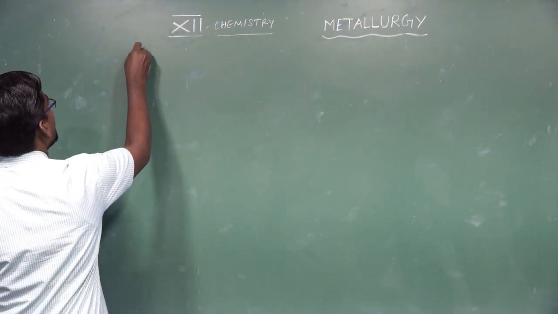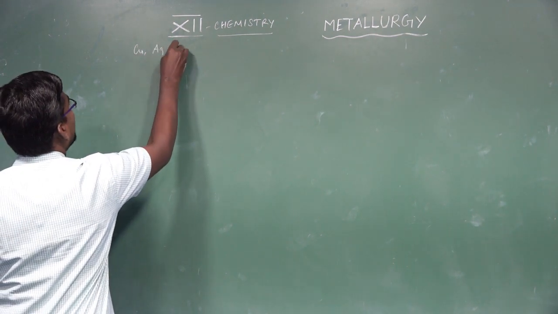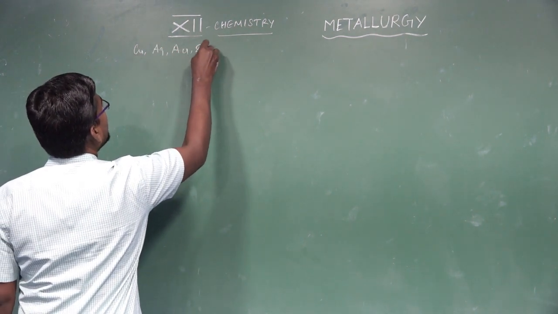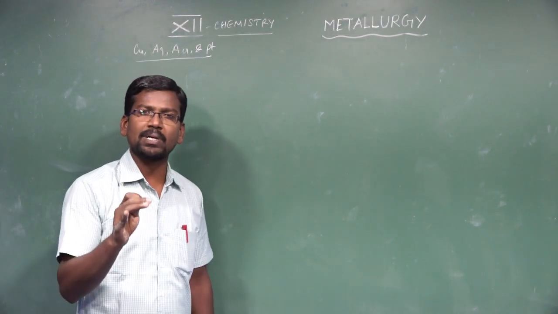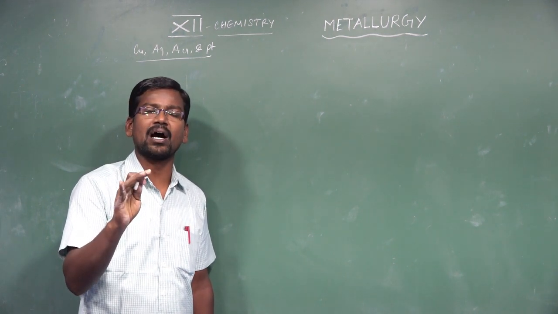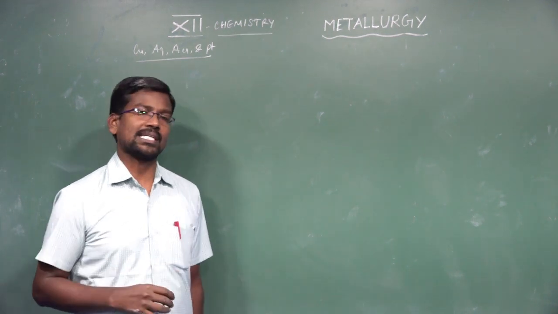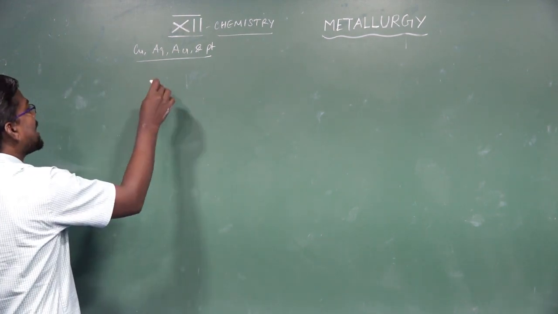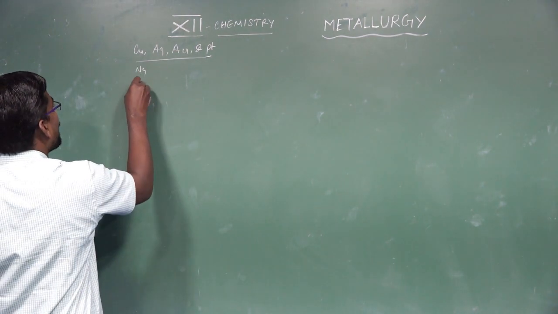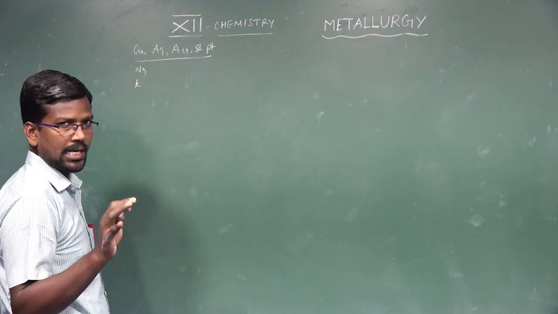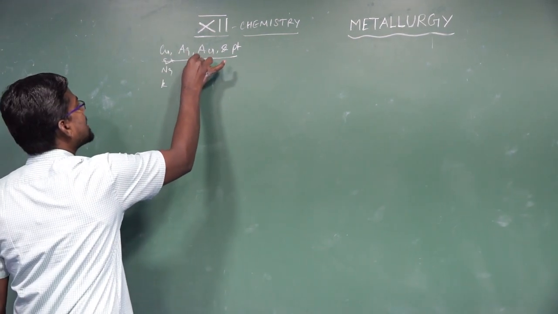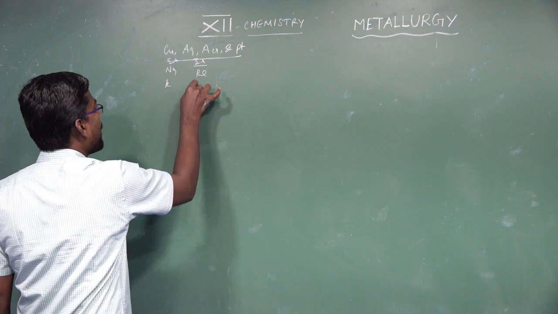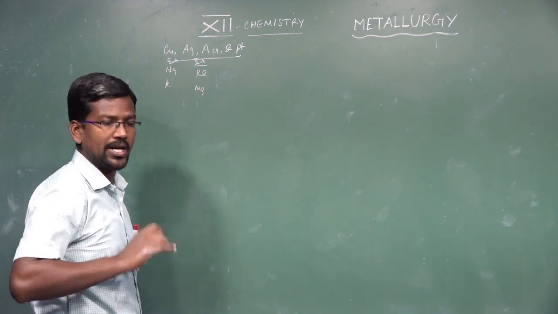For example, copper, silver, gold and platinum are very low reactive metals. Those metals only exist in a free state or native state. Other metals, for example the alkali metals, sodium, potassium, rubidium, cesium, francium, which are first A group elements, and the alkaline earth metals, second A group elements, beryllium, magnesium, calcium, strontium, barium, radium.